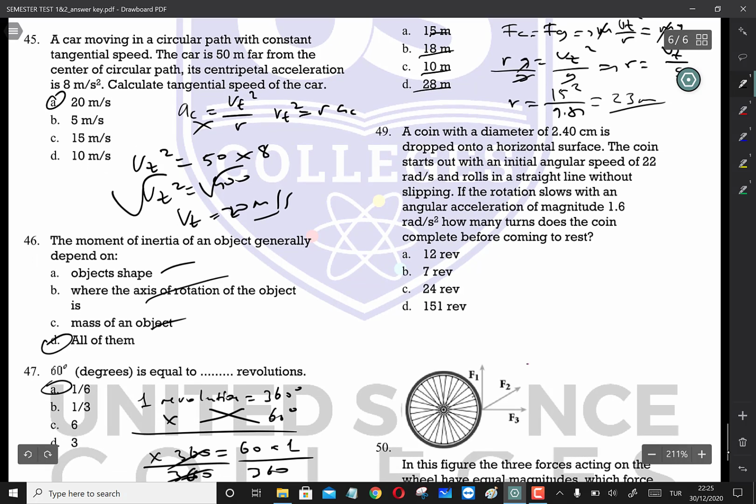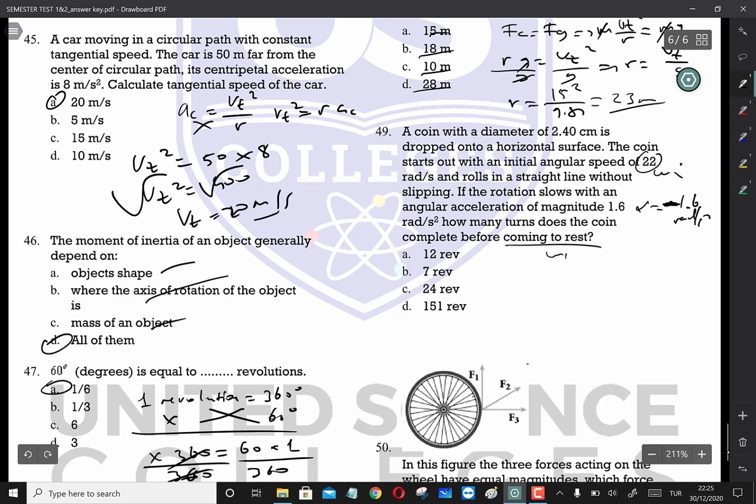A coin with a diameter of 2.4 centimeters is dropped onto a horizontal surface. The coin starts out with initial angular speed omega initial, rolls on a straight line without slipping. If the rotation slows with an angular acceleration of magnitude 1.6 radian per second squared, so alpha is negative because it slows, negative 1.6 radian per second squared. How many turns does the coin complete before coming to rest?